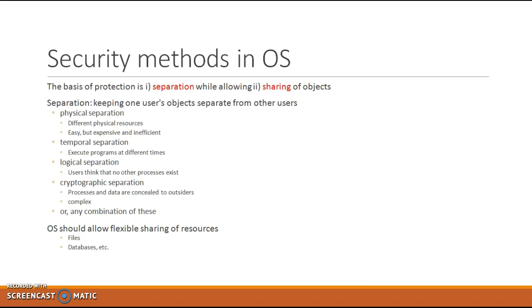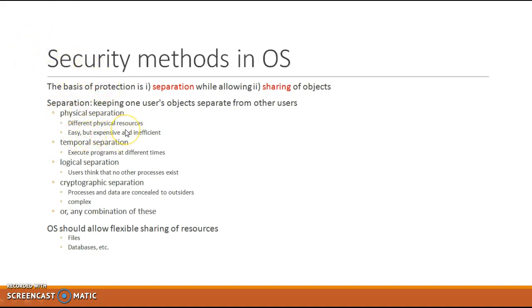For example, there is a user A and there is a user B. User A's files and folders are kept separately, while user B's files and folders are kept separately in different active directories. Physical separation means different physical resources, a different hard drive, different USB or different drives, C drive, D drive and E drive. Easy but expensive and inefficient. If you make different physical resources, it becomes difficult.